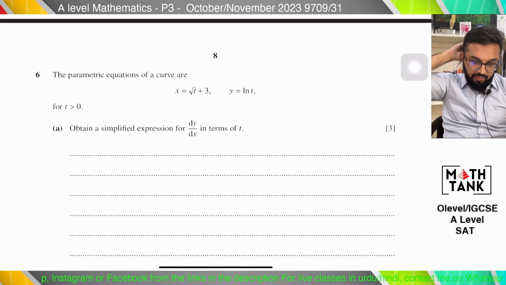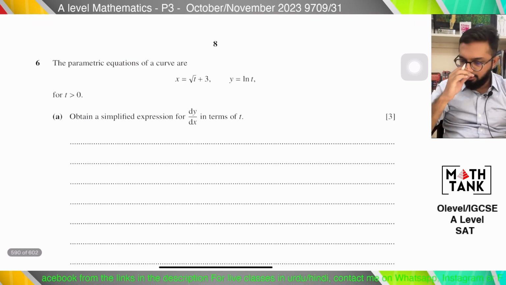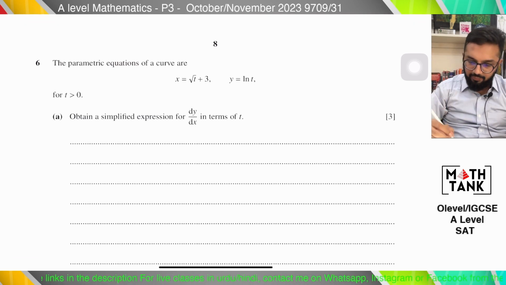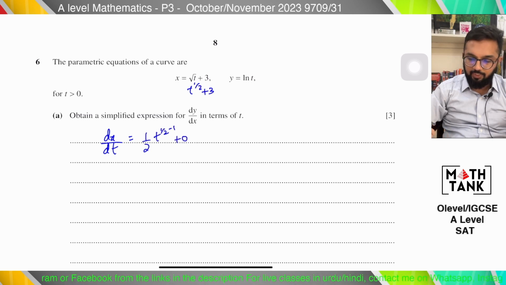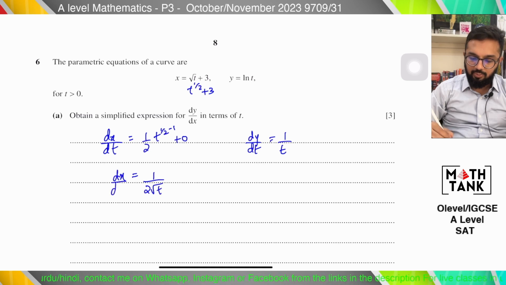Moving on to question number 6, the parametric equations of a curve are this and that. Obtain a simplified expression. So I'm first going to calculate dx over dt. That's t power half plus 3, so half t to the power half minus 1, plus 0. And dy over dt is 1 over t. Okay, 1 over 2 root t is dx over dt, and dy over dt is 1 over t.